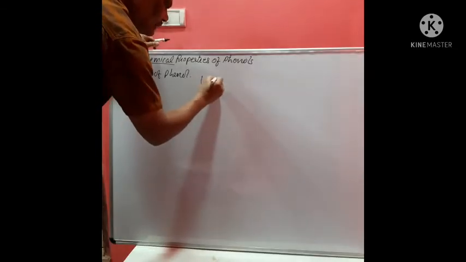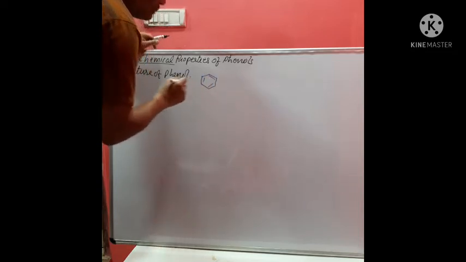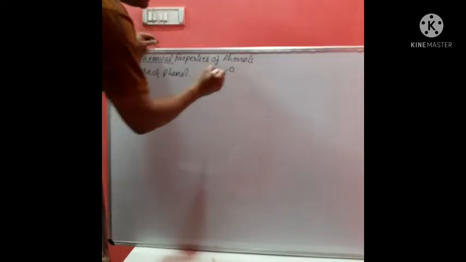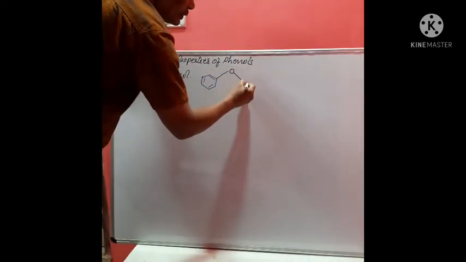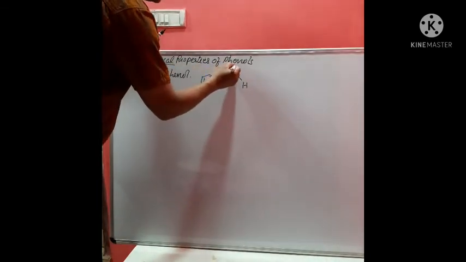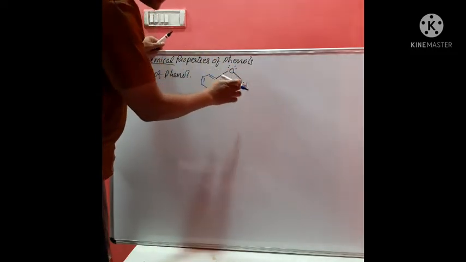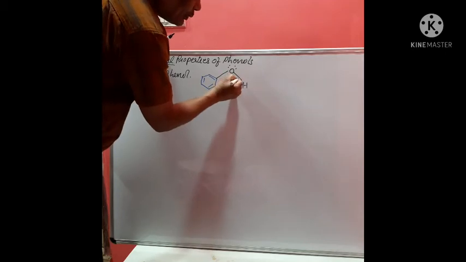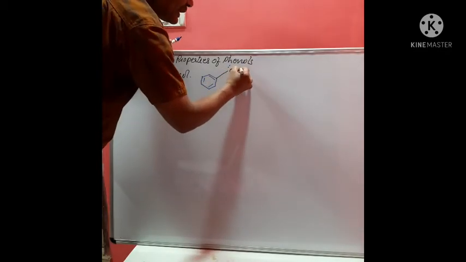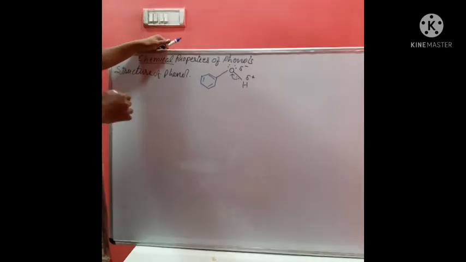In phenol, there is a benzene ring. This is the benzene ring and one oxygen, and there is one what? Hydrogen. Okay. Now student, there are two lone pairs on the oxygen. The oxygen is more electronegative as compared to hydrogen. Therefore, the bond pair is slightly shifted towards oxygen. Thus, oxygen acquires a fractional negative charge and the hydrogen acquires a fractional positive charge.